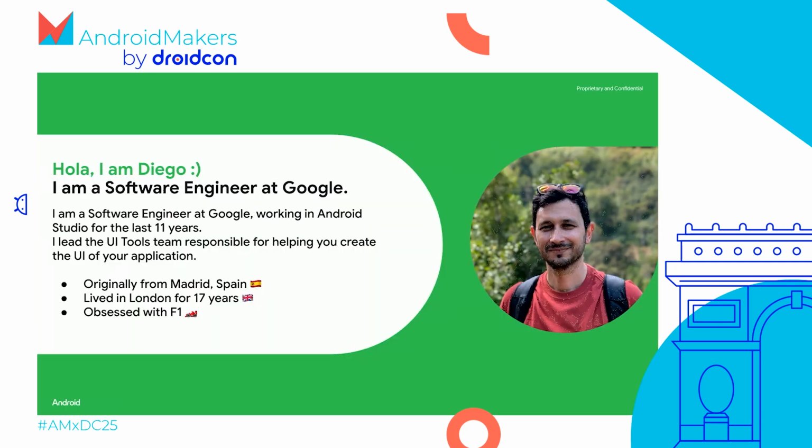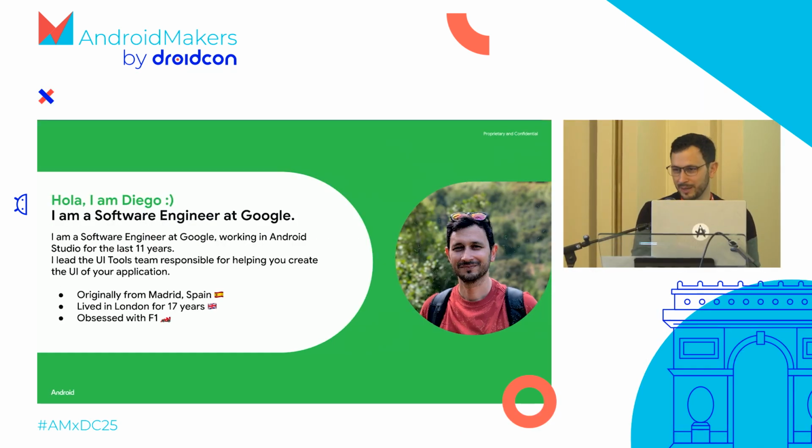And hello everyone. My name is Diego. I work with Paris in UI tools, so I'm the TL for the team. I'm a software engineer at Google, and I've been working on Android Studio for 11 years. I'm originally from Madrid, but I've been living in London, where I'm based, for 17 years now. I've been obsessed for a long time with F1, and unfortunately I will be missing the race this weekend.